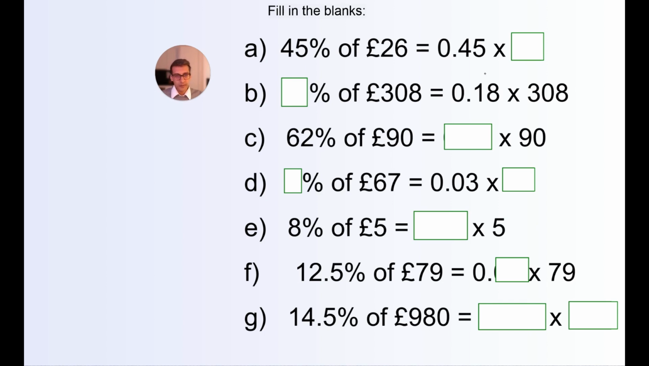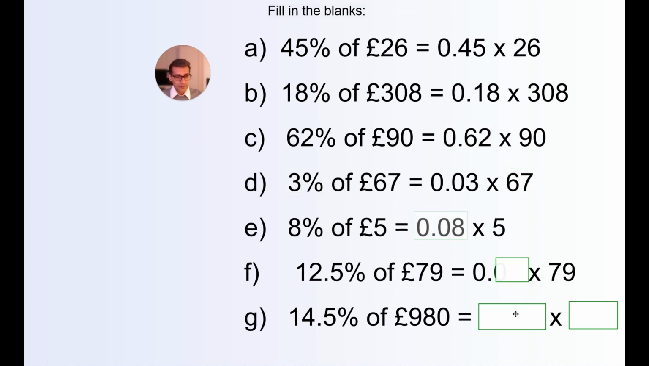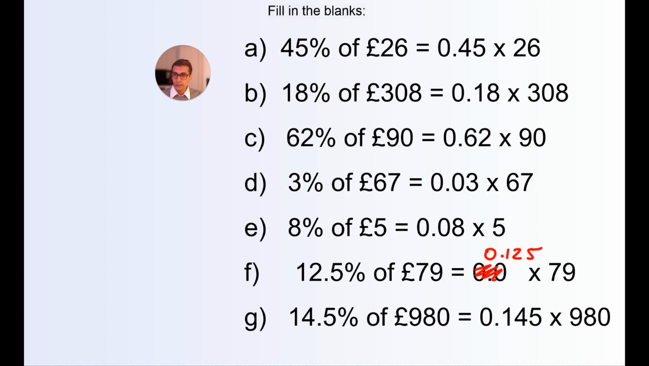Okay, I hope you've paused the video. I hope you've had a go. Here come the answers. You can self-check this as we go through it. So you're going to get 26, 18%, 0.62, 3%, 67, 0.08, 0.125, and then we've got 0.145 times 980. Those are your calculations. Make sure you feed back to yourself how you've done.